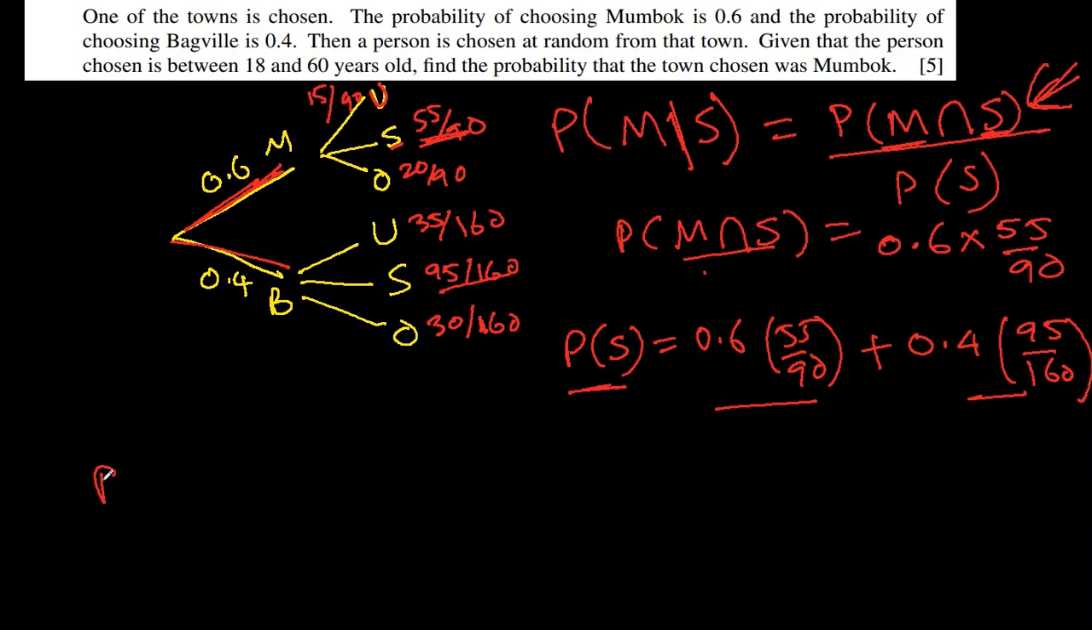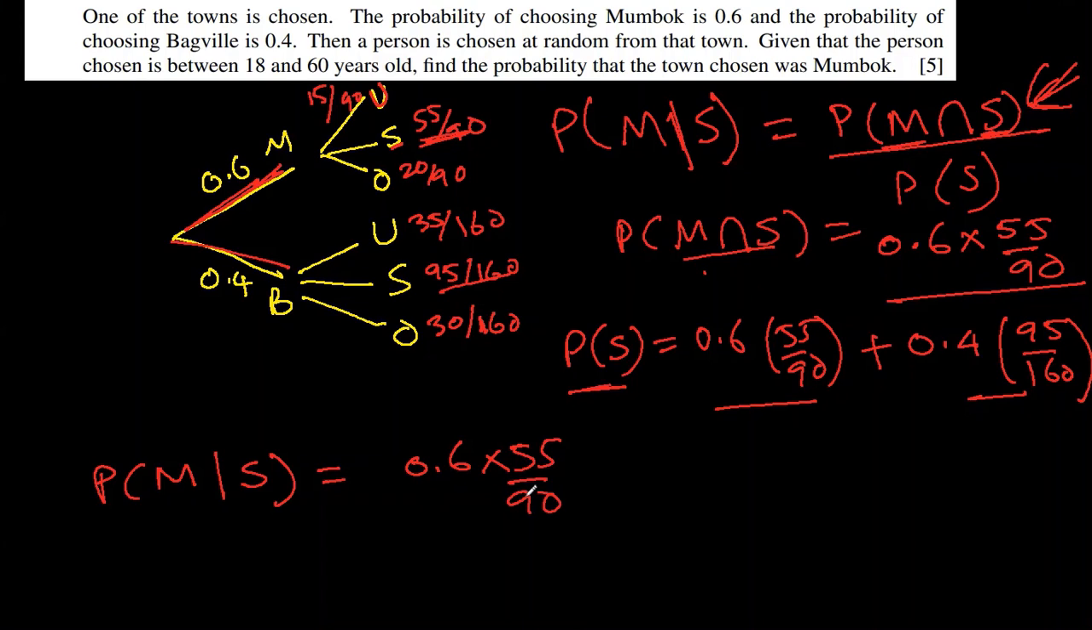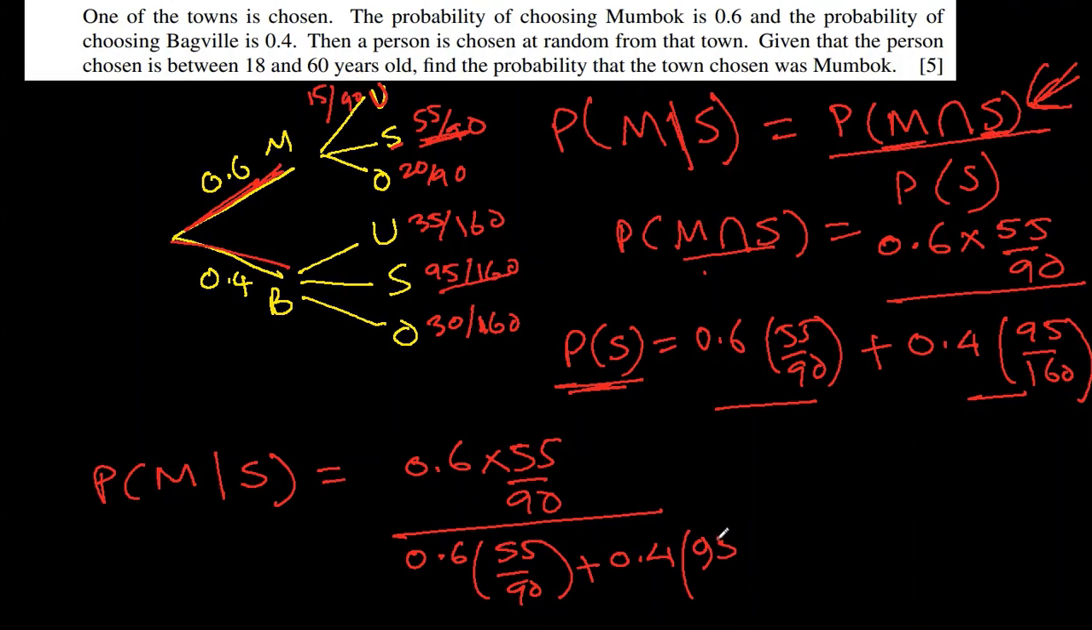So let's divide them now. P of M given S will be P of M intersection S, which is this one, 0.6 times 55 over 90, divided by P of S, the probability that the person is between 18 and 60, which is these two. I'm not solving any of them, I will just rely on my calculator. In the given questions, you will see that one of the numerator terms is equal to one of the denominator terms. It's always the same, and that's how you will find it. Just put this in a calculator and you'll get it.